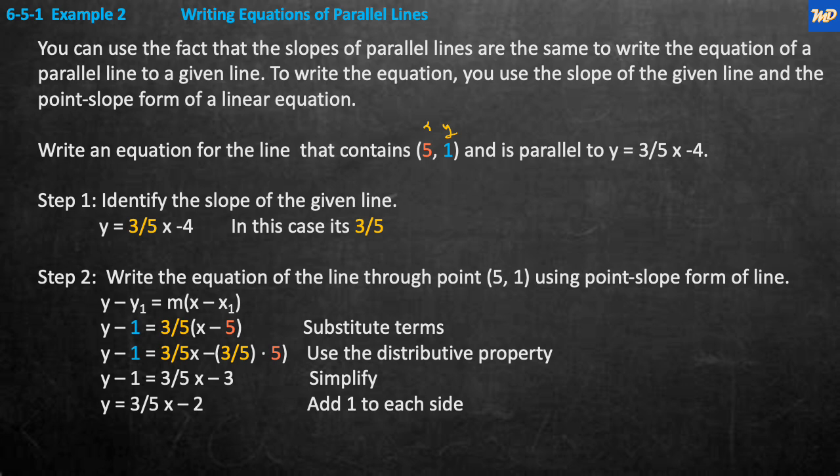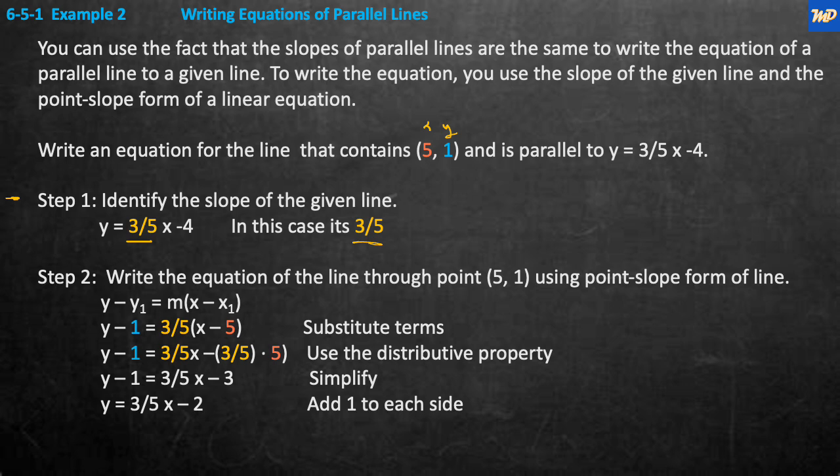So now, step 1, right here. First, identify the slope of the line. Well, the equation is y equals 3/5 x minus 4. And we know that the slope is the coefficient of the x variable when you're in slope-intercept form. And we're here in slope-intercept. So in this case, 3/5 is the slope. So now we know the slope.